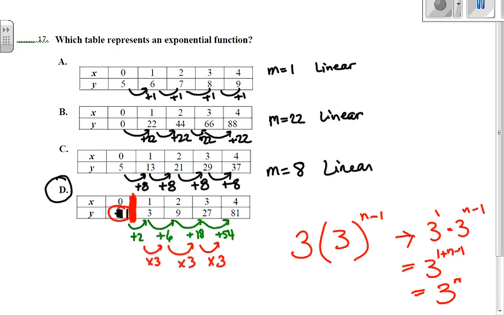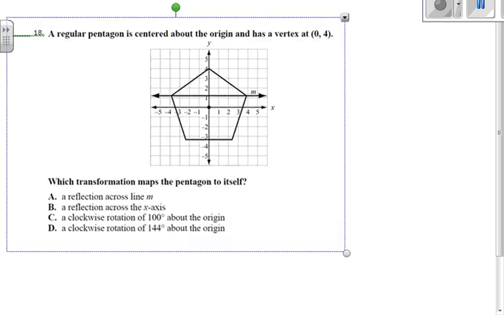Looking at number 18, a regular pentagon is centered about the origin and has a vertex at (0, 4). Which transformation maps the pentagon onto itself? Well, firstly, if you're going to flip this thing around, let's just go through it. A reflection across the line y equals m. If you were to reflect this across y equals m, and this is how I figure this out, we're going to look at A first.